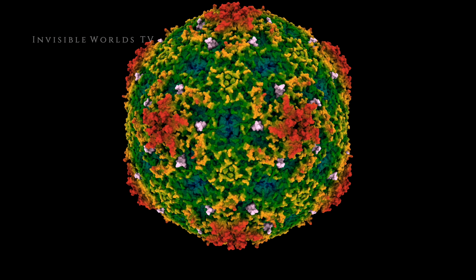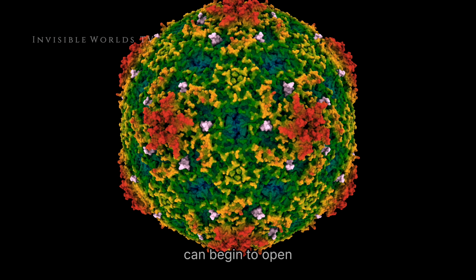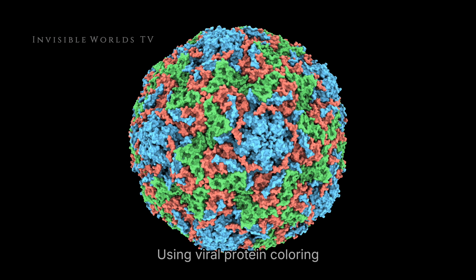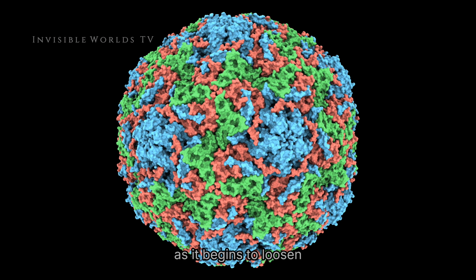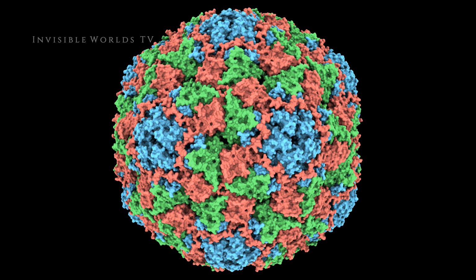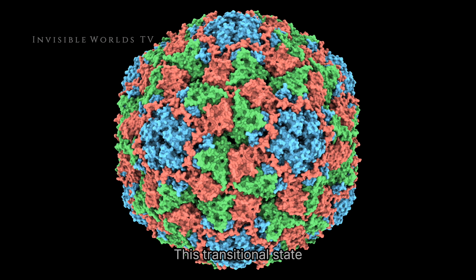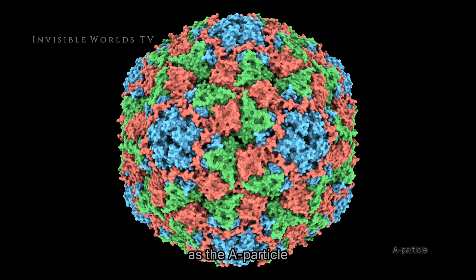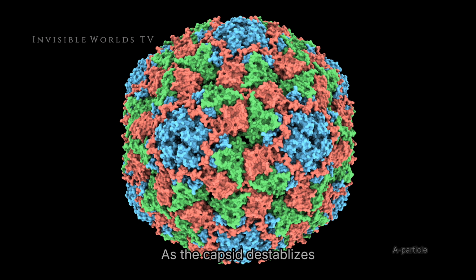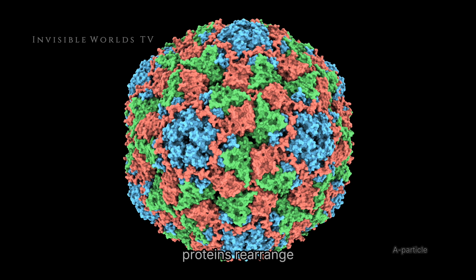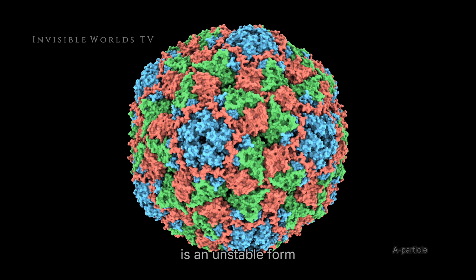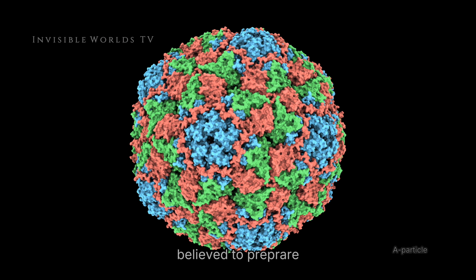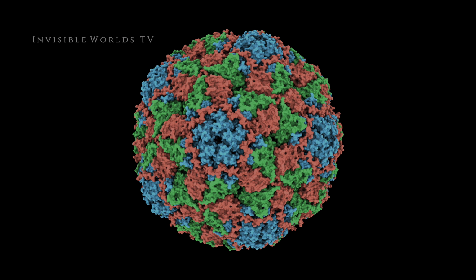Once attached, the capsid can begin to open. But how? Using viral protein coloring, we may now observe the capsid more clearly as it begins to loosen. This transitional state is known as the A particle. As the capsid destabilizes, proteins rearrange and small openings begin to emerge. This is an unstable form believed to prepare the viral RNA for release.